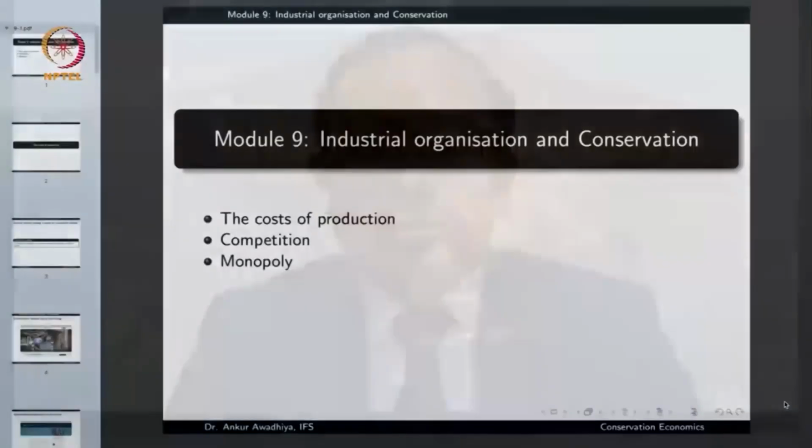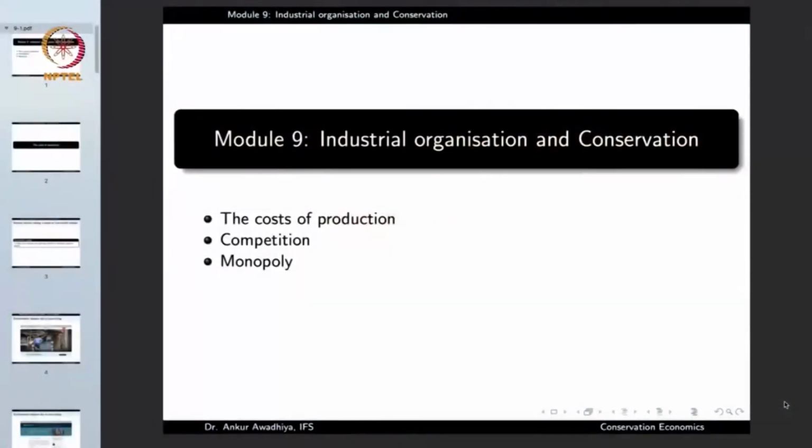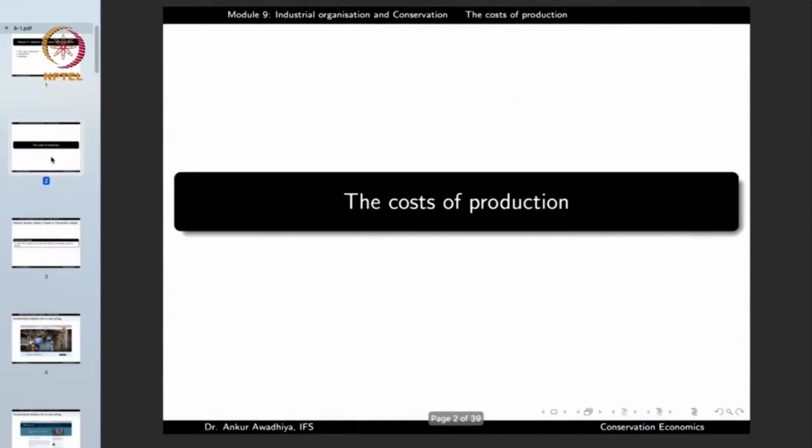Namaste. Today we begin a new module, which is Industrial Organization and Conservation. This module will have three lectures: the cost of production, competition, and monopoly. So let us begin with the cost of production.